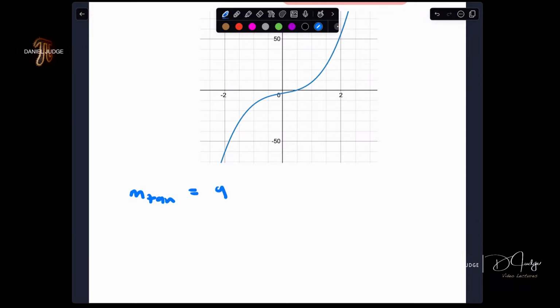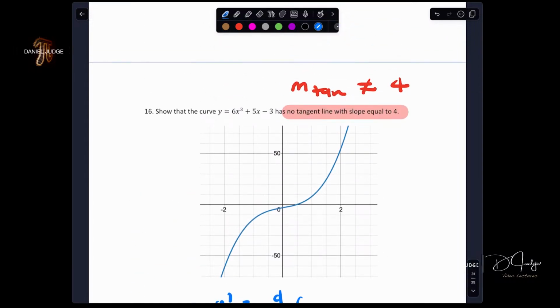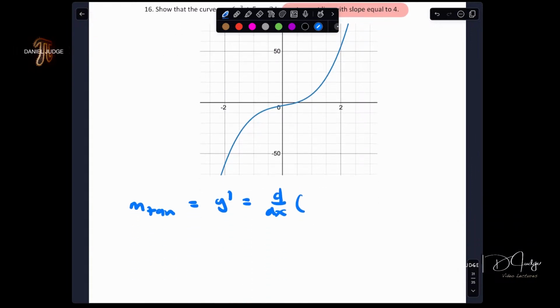M tangent is y prime, which is that derivative with respect to x of y, which is 6x cubed plus 5x minus 3.